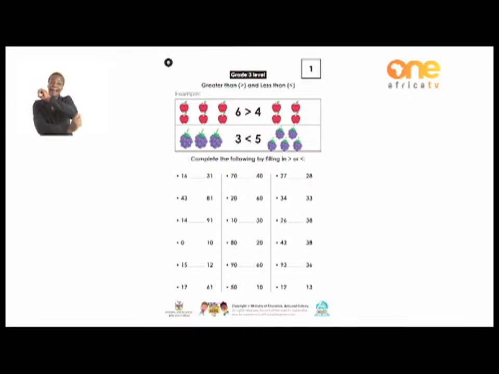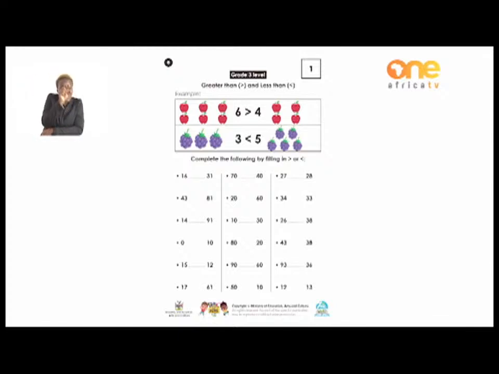We have 6 apples on the left side and 4 apples on the other side. Which one is greater? Yes, of course. The 6 is greater than the 4, so the mouth should be opening towards the bigger number. Let's quickly look at the next example. We have 3 grapes on the left side and 5 grapes on the right side. Which one do you think is greater? Yes, of course, 5 is greater than the 3. So which means 3 grapes are less than the 5 grapes.